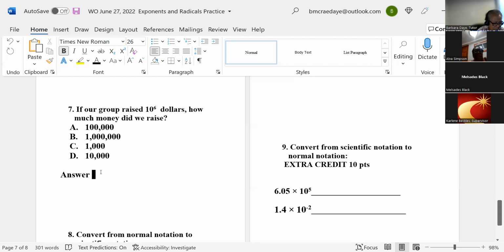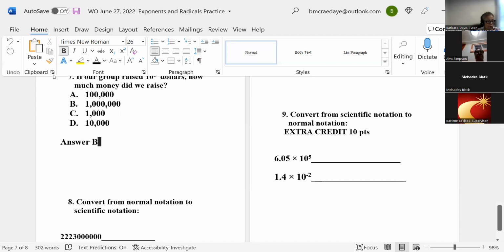So the answer would be B. I read it wrong. If our group raised 10 to the 6, how much money did we raise? You look at all these choices, and the only one where you can move 6 places to the left and get 1 times 10 to the 6 is this one. You can just count the zeros. 6 zeros put you at the 1. Moving left, 1 times 10 to the 6. All right, Mercedes, you had that one right.